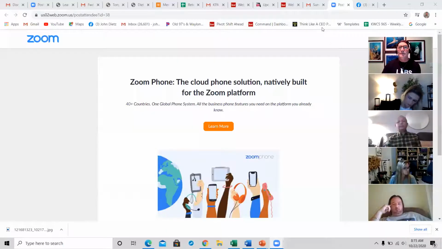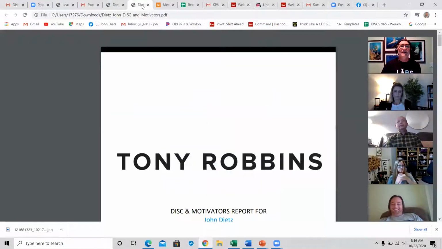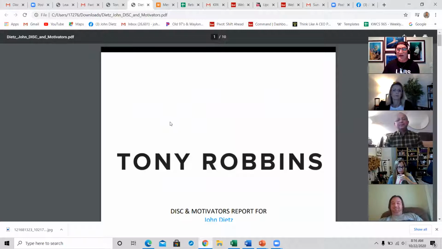Okay, so the next conversation that I want to have with you is, how do we use the DISC and the KPA to identify a good fit in the lead administrative position? So I'm going to share my screen. And the first thing we're going to do is look at the DISC profile. Let me move this bar so I can see. And don't laugh at me, I've got a lot of buttons open, I know. All right, this is my DISC profile.